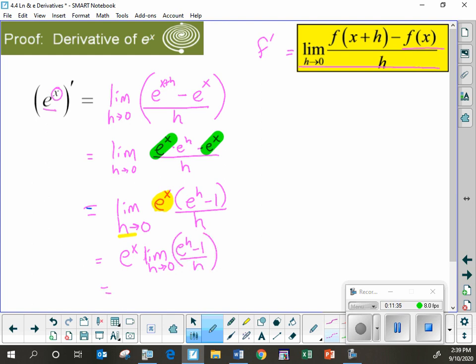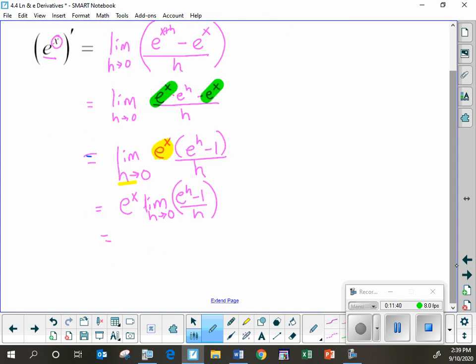And now the dilemma, this is the difficult part of this proof, is knowing that this particular limit does go to 1. And that's a bit of a stretch for us in Calc 2. So I get e to the x times 1, which gives us e to the x.